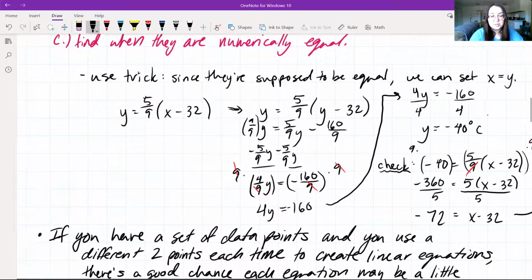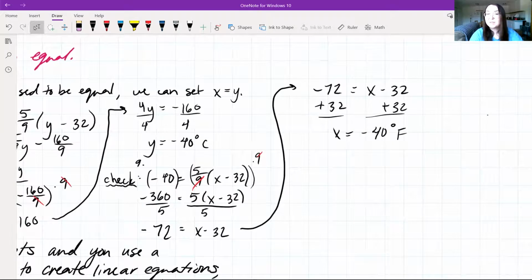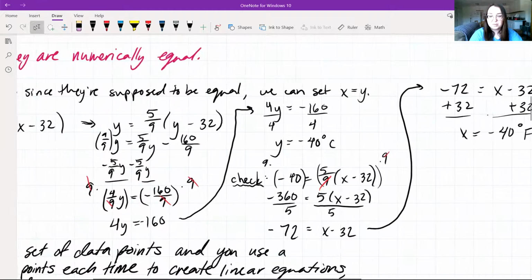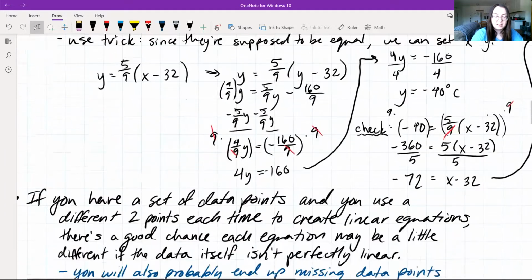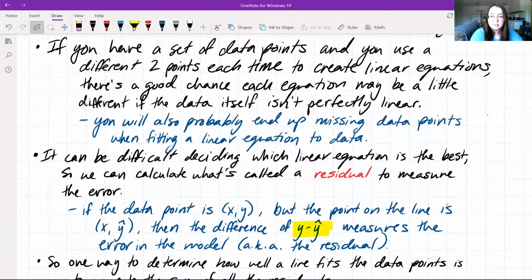So by using our little trick, we found when they're numerically equal, which is going to be at negative 40 degrees, both Fahrenheit and Celsius, those values will be equal. All right, so now we're going to move on to a little bit more lectures.